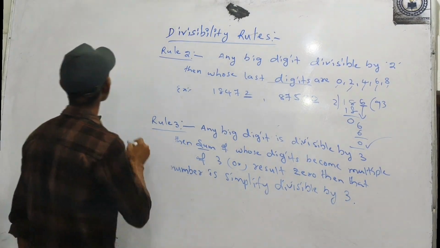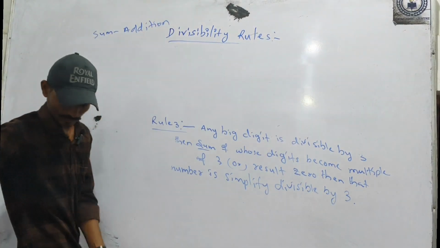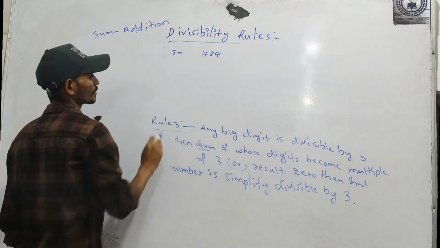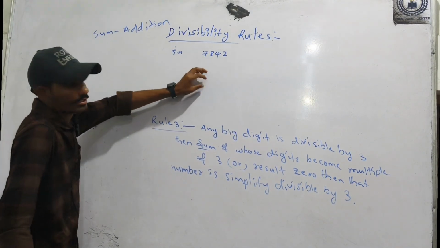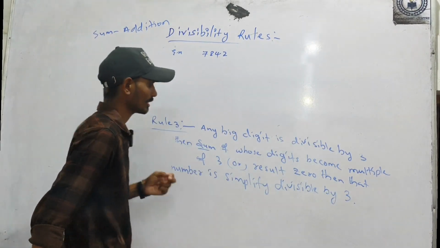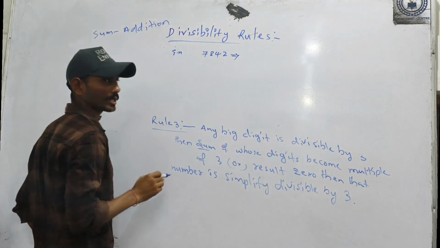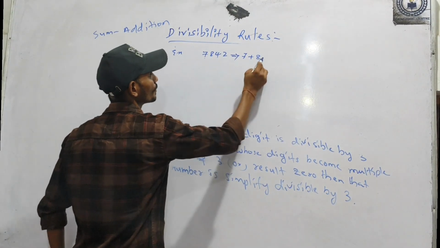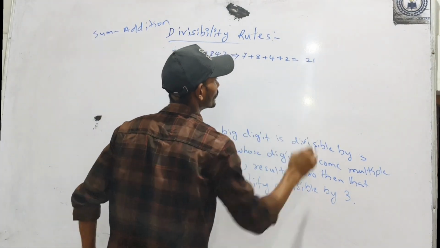What is the meaning of sum? Sum means addition of those digits. Take an example: I am randomly given a number. Let's check whether that number is completely divisible by 3 or not. The condition is that the sum of its digits becomes a multiple of 3 or 0. Sum means addition of all the digits: 7 plus 7 plus 8 plus 4 plus 2. The answer is 15, 19, 21. Yes, 21.